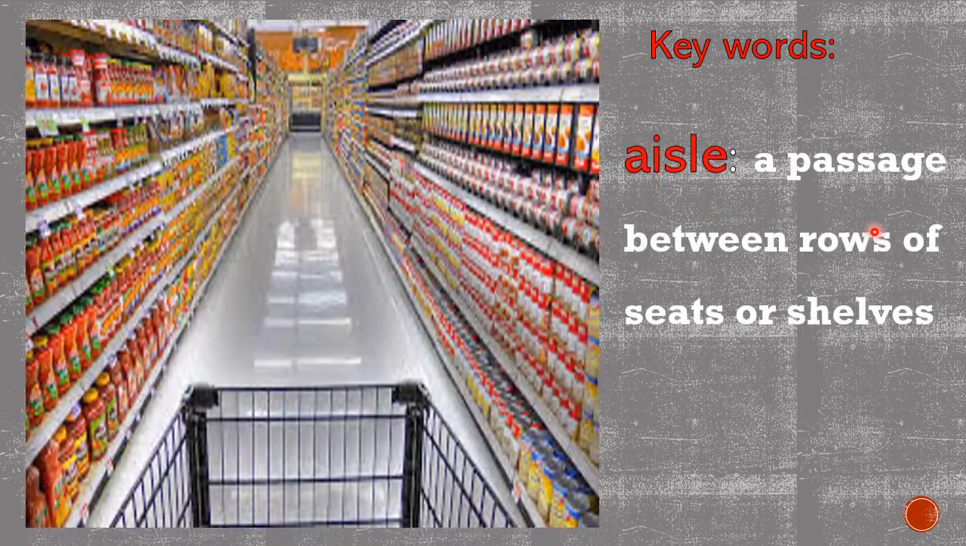Now, the keywords of our lesson. The first word is aisle. The S here is silent. We say aisle. This is an aisle. Aisle means a passage between rows of seats or shelves. This passage, this way between these shelves is called an aisle.